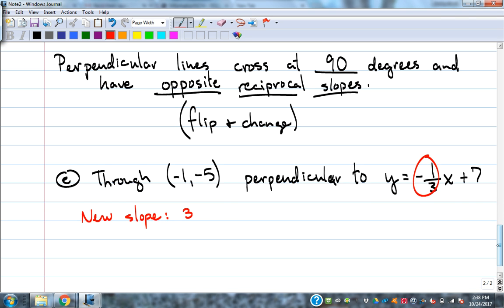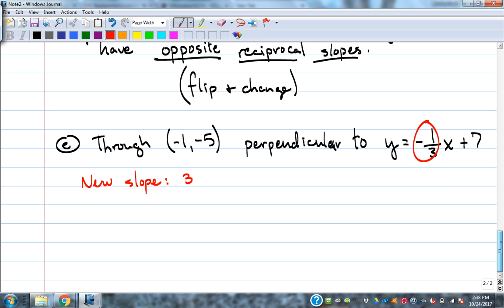And then we're going to use the same everything that we've done in the past. You've got a point, you've got a slope. Start with point slope form. The new one, the perpendicular line. So the perpendicular slope is this. That's the one we're going to use. So y plus 5 equals 3 times x plus 1. Right? That's point slope form.